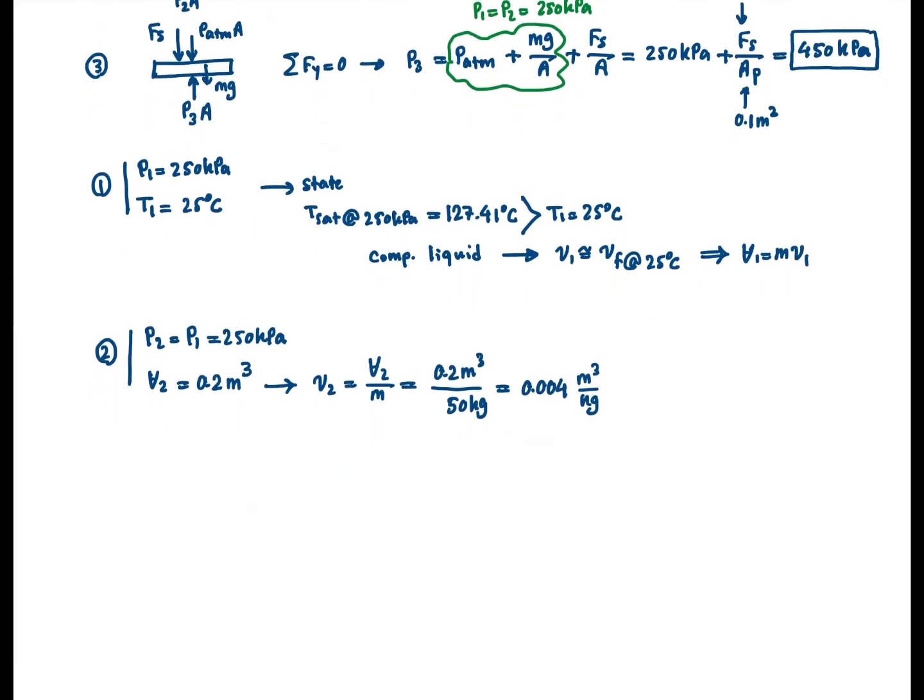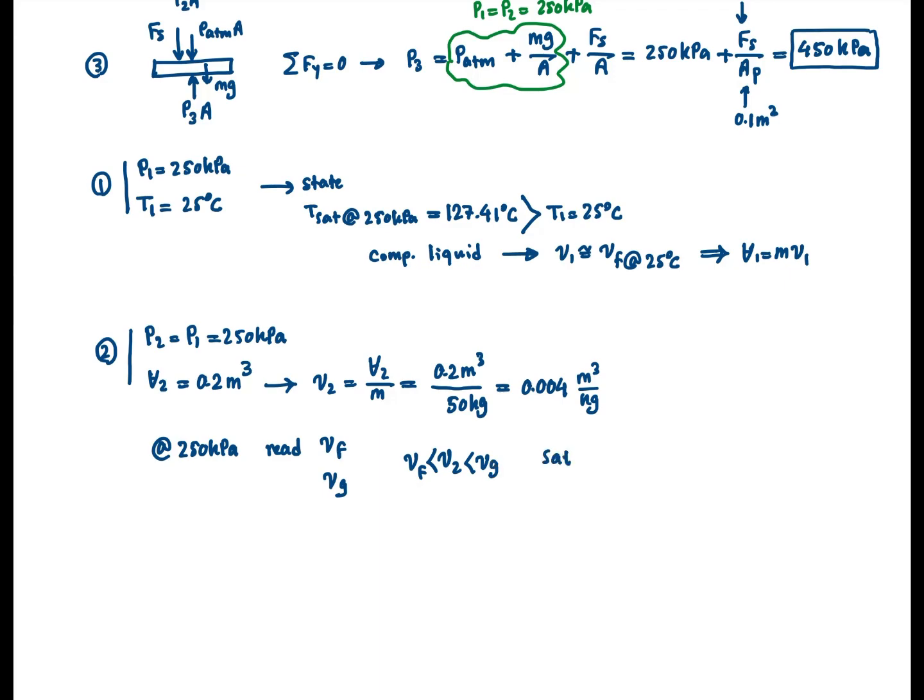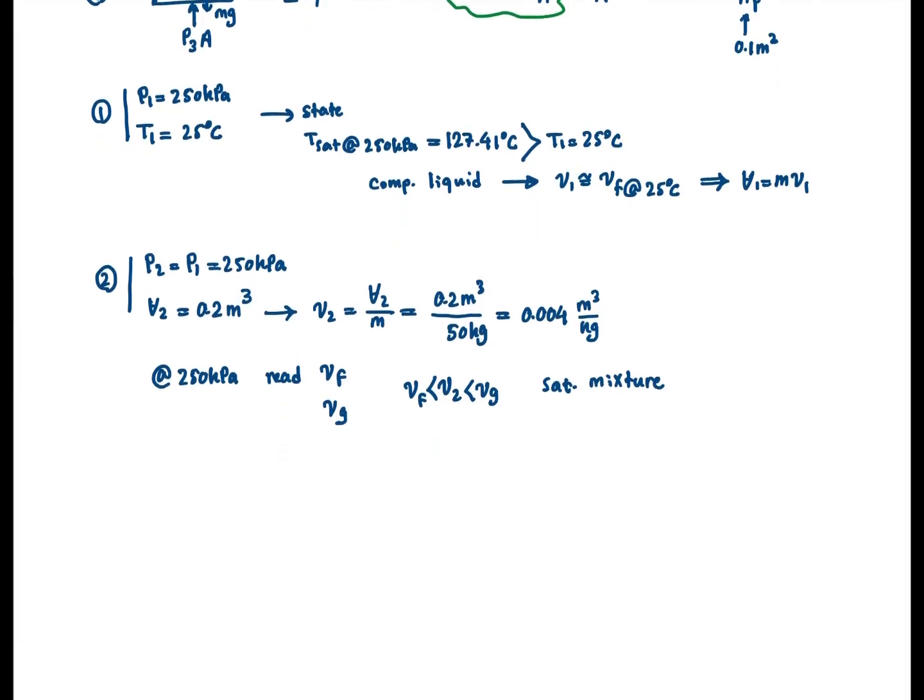So pressure is given, specific volume is given. I know that the saturated mixture table serves as the reference for us. At the given pressure, 250 kilopascal, I can go to the saturated mixture table. I can read for vf and vg and then compare these numbers with it. I see that the specific volume in state 2 falls between vf and vg, these two numbers, so state 2 will be a saturated mixture. Then moving on to state 3.